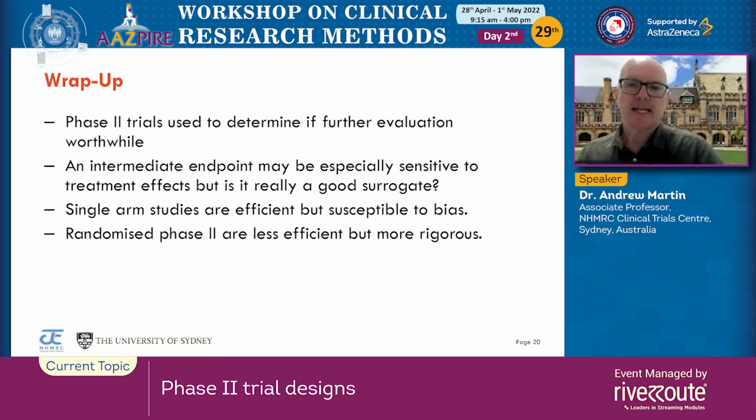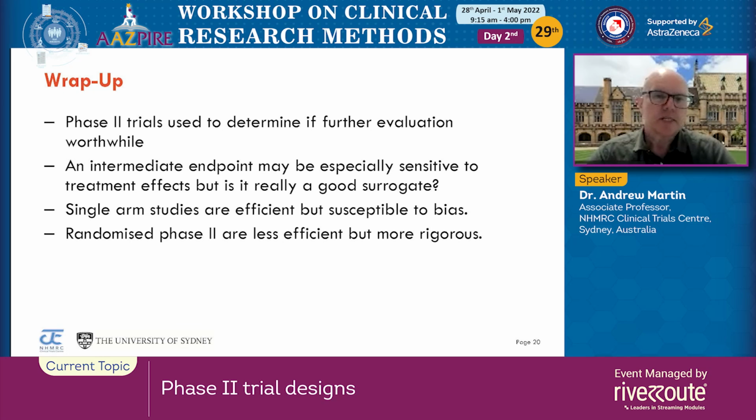We talked about intermediate endpoints and how these can be of interest in phase 2 because they can be especially sensitive to treatment effects. But we also talked about the concern over whether an intermediate endpoint is actually likely to be a good surrogate. So is a reduction in arrhythmias actually going to lead to a reduction in deaths?